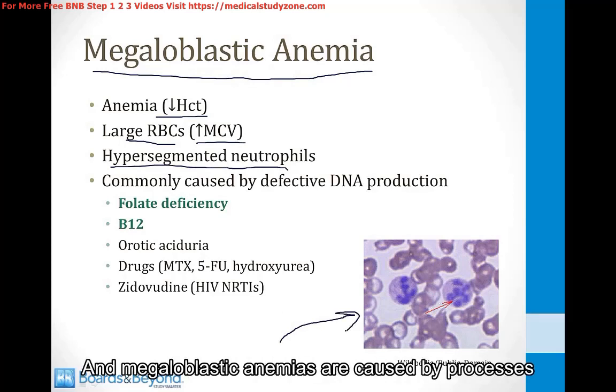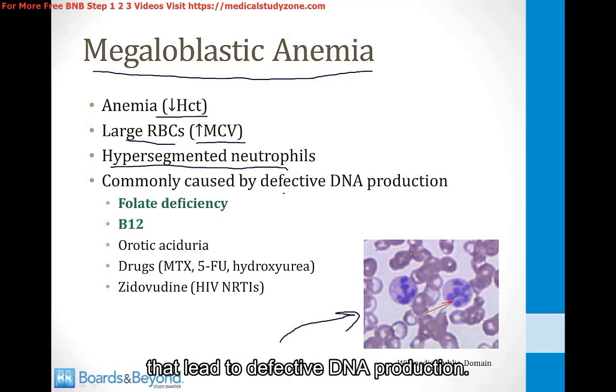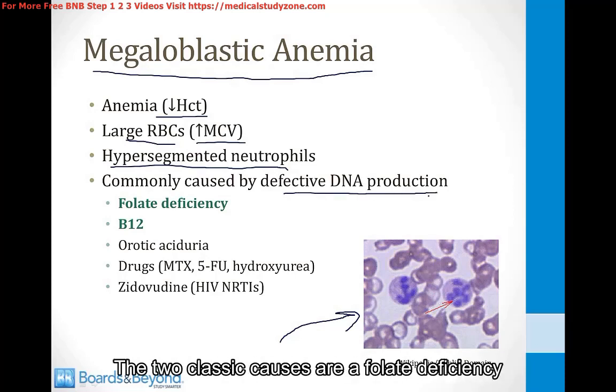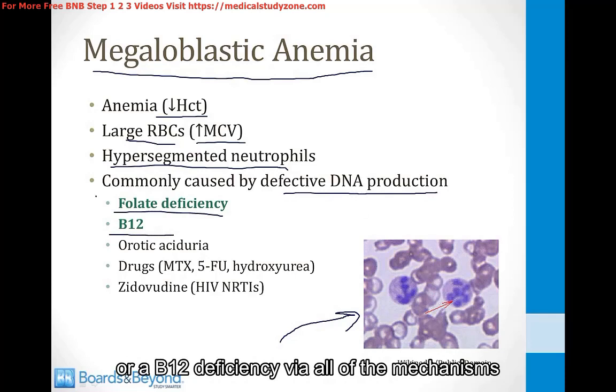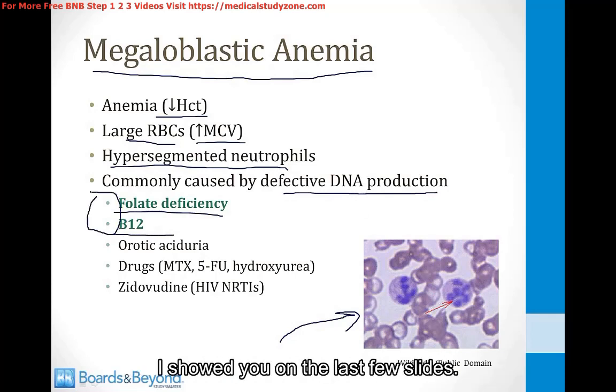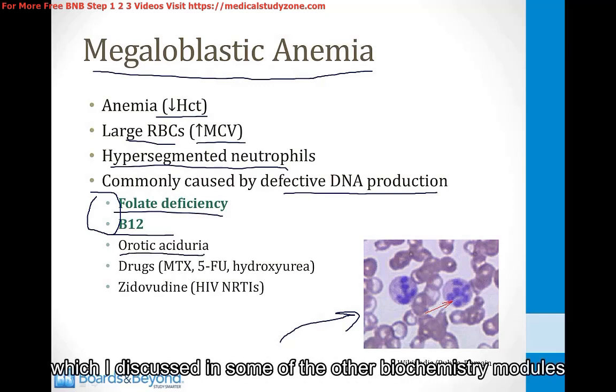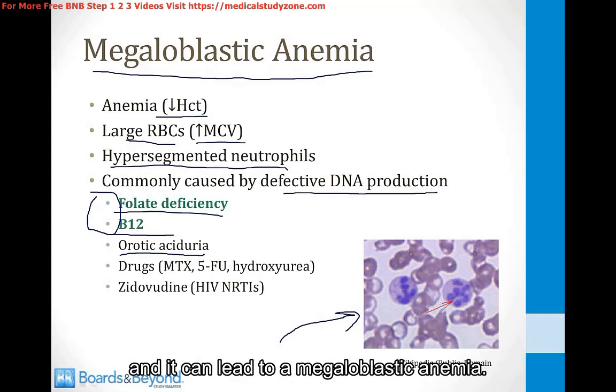And megaloblastic anemias are caused by processes that lead to defective DNA production. The two classic causes are a folate deficiency or a B12 deficiency via all of the mechanisms I showed you on the last few slides. There is a rare inborn error of metabolism called orotic aciduria, which I discussed in some of the other biochemistry modules, and it can lead to a megaloblastic anemia.